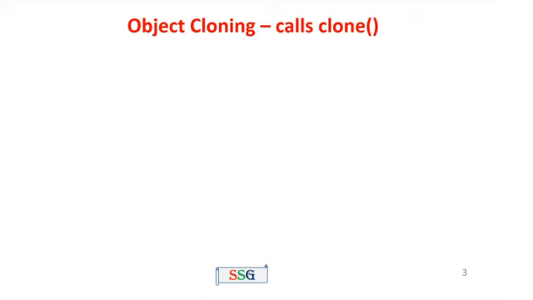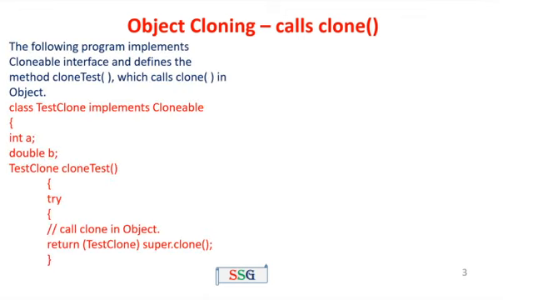The next one, programs for object cloning. This program implements the Cloneable interface and defines a method cloneTest. The cloneTest function calls the clone method to create the duplicate object. That means the first program calls the clone method for creating the duplicate objects.